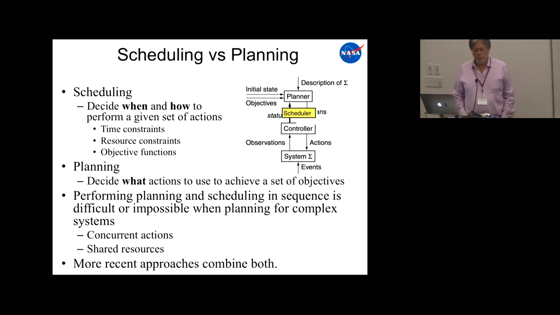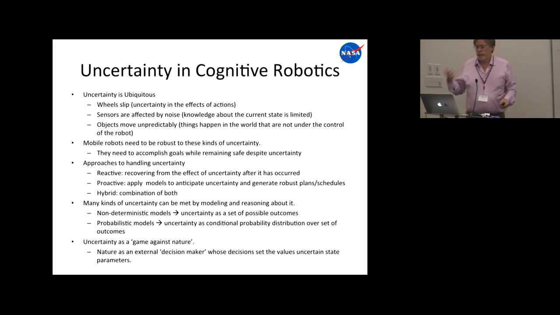So more recent approaches combine both, and you can see where the scheduler sits in one hierarchical architectural description. It's in between the planner and the controller in a typical, very simplified picture, but that's how it typically fits. Okay, a couple slides on the research in both modeling uncertainty and also what's called dynamic scheduling, which is what we want to talk about here.